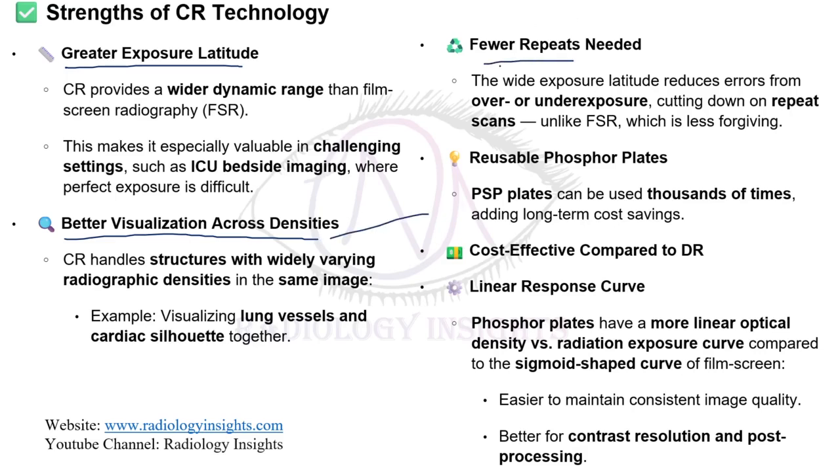There are fewer repeats because of the wider latitude. We can reuse the phosphor plate again and again. So reusable phosphor plates are present, and it is cost effective compared to DR because DR is more expensive. It also has a good response curve, and thus the linear response curve will result in better contrast resolution and post processing.